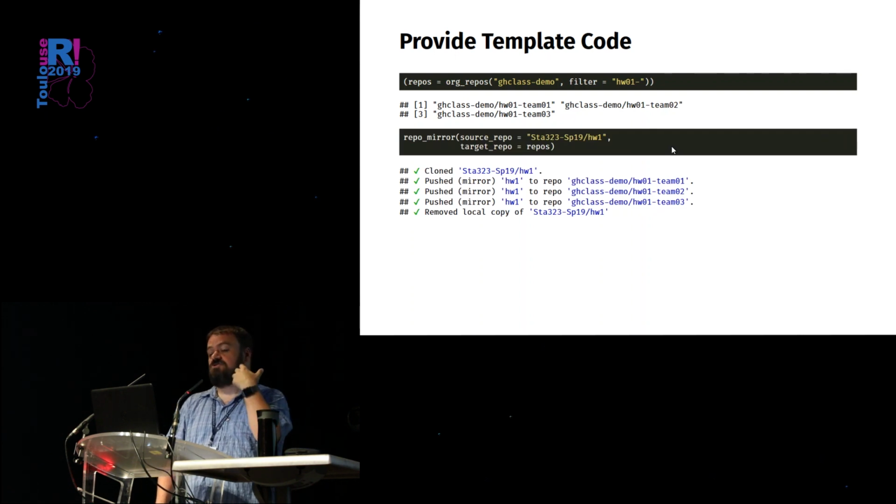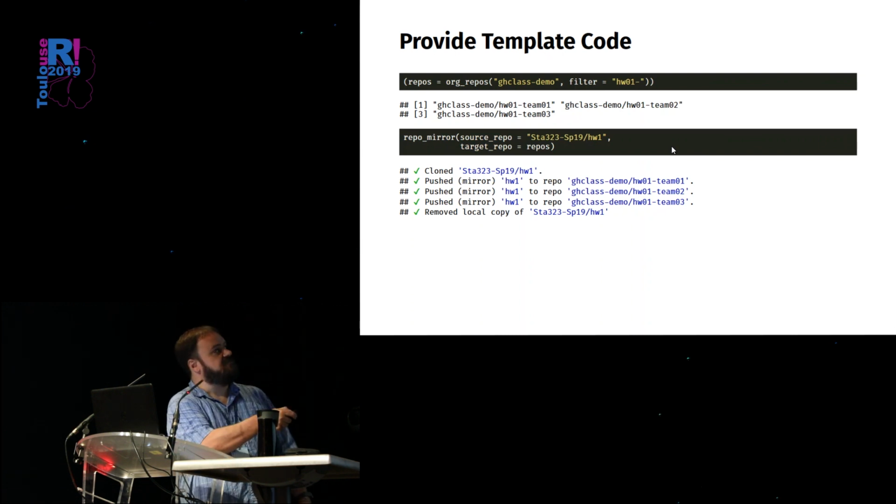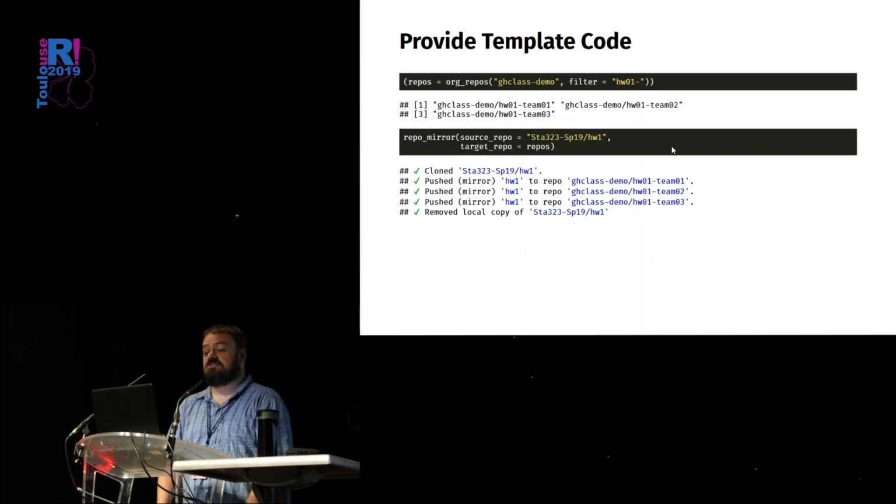Basically, what you do is you set up a repository that has all the sample code. In this case, I'm just taking the first homework assignment from my computing course. This happens to live in another organization, and that's perfectly fine. And what we're going to do is take the current state of that repository and then push it out to all of our team repositories.